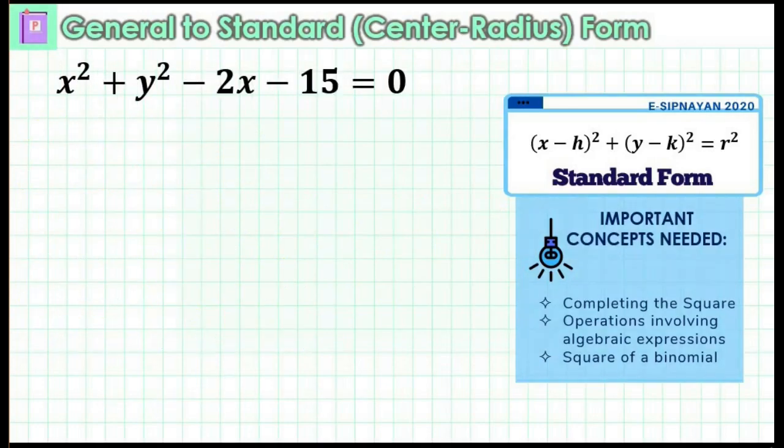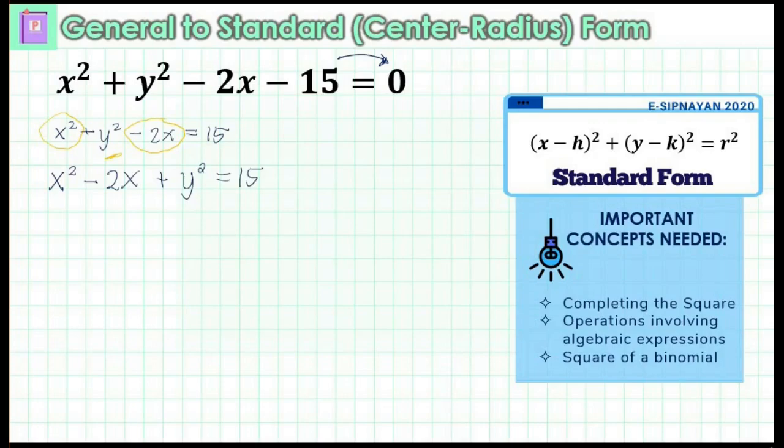Let's now have another example, and again here we start by transposing the constant to the right hand side of the equation. Hence, the equation will now become x squared plus y squared minus 2x equals positive 15. And just like the previous examples, let us group together the terms with the same variable, which are x squared and negative 2x. If you notice, there are no other terms with variable y, so we leave y squared as is. Hence, we rewrite the equation as x squared minus 2x, and then we simply copy plus y squared equals 15.